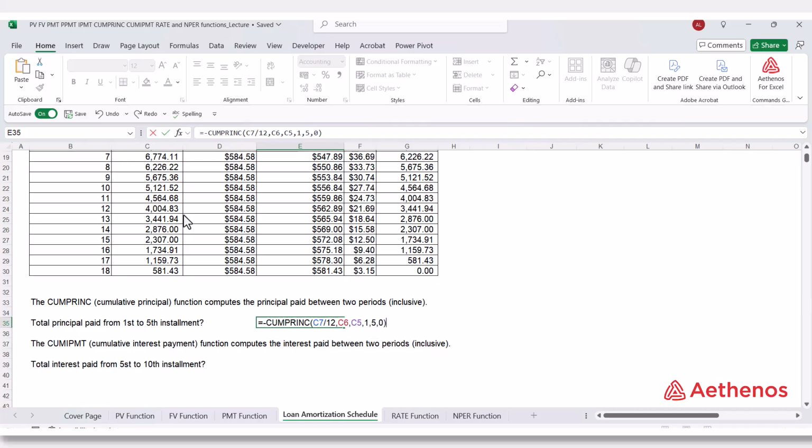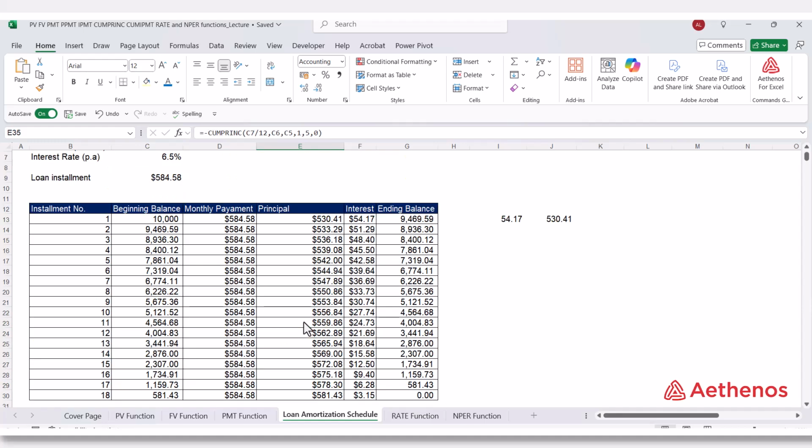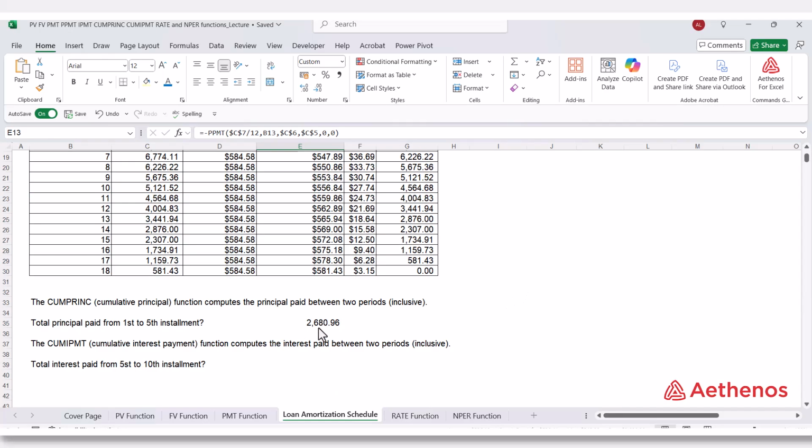So I can then enter the formula, and I get 2,680.96. So if I check these 1, 2, 3, 4, 5, I get the same total on the status bar. Sum is 2,680.96. So it's correct. So I have a similar function to calculate the cumulative interest payments.